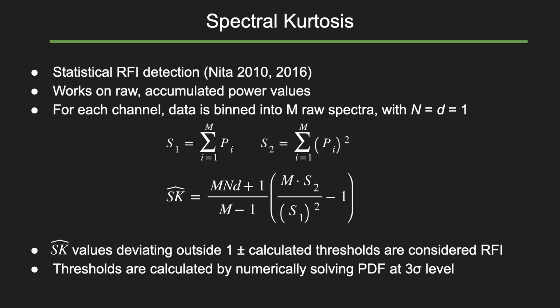Essentially, you'll get a value centered around 1 with some kind of distribution if you have clean data or just noise. And if you have RFI, then this SK estimator is going to be outside of that distribution. It's not exactly the actual kurtosis of the data, which is the fourth moment, how flat topped or spiky a Gaussian distribution is. It's more of an estimator that works on power values instead of the actual channelized voltages.